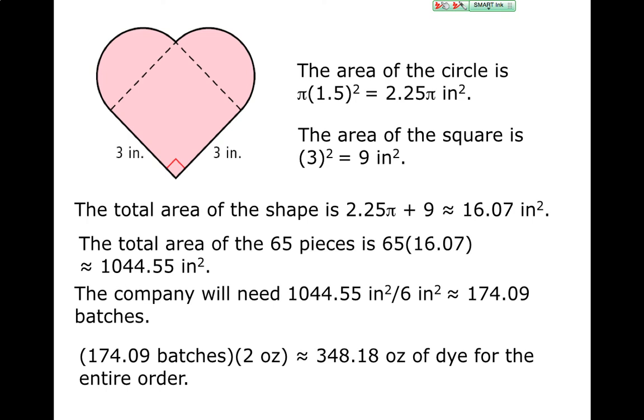I would say that you should multiply by the 65 before you divide by the 6. Because if you took the area of one of these and divided it into 6 square inches, you would be tempted to round that. And then when you multiply by 65, I think you're going to arrive at a different answer.